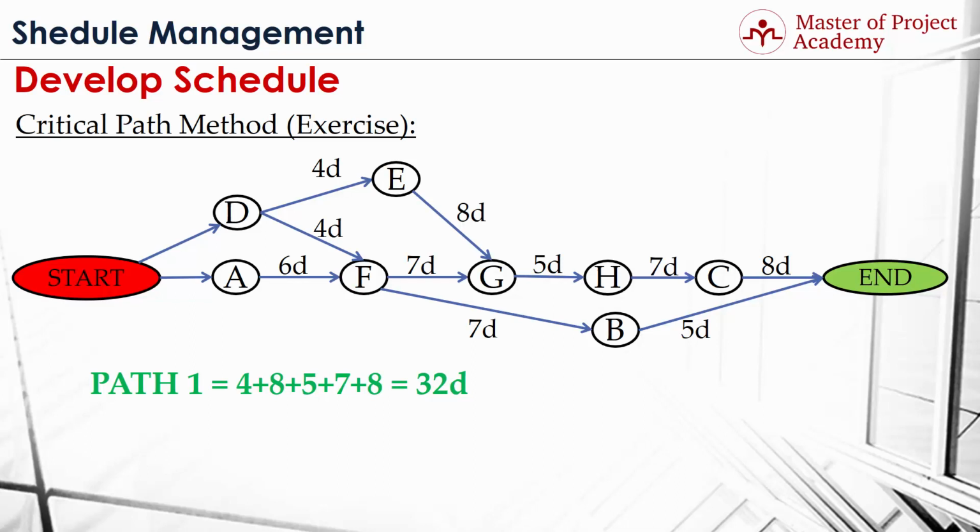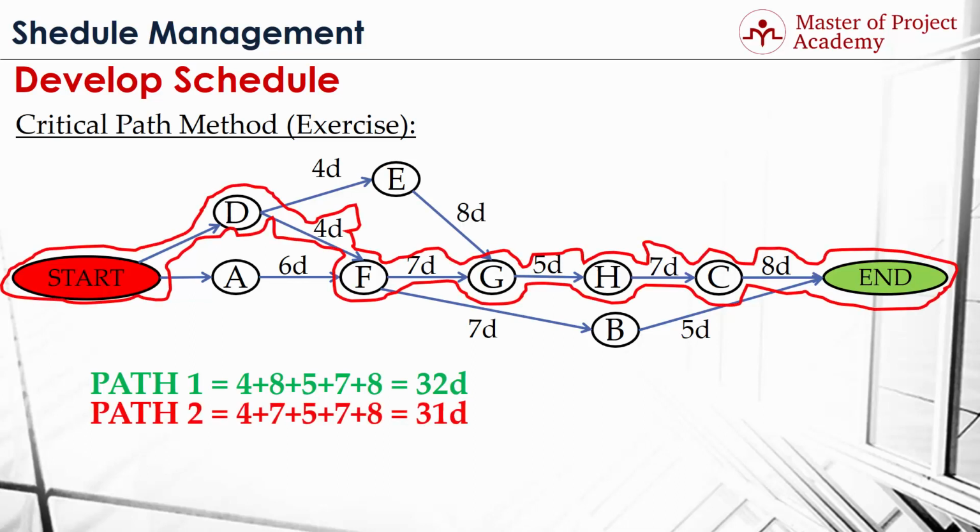And the second path is this one. And in this path 2, we have activities D, F, G, H, and C, respectively. And if we calculate the durations of the activities in this path, we will have 31 days as the duration of path 2.